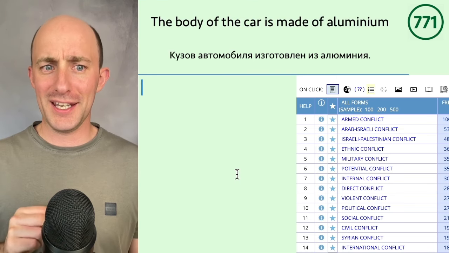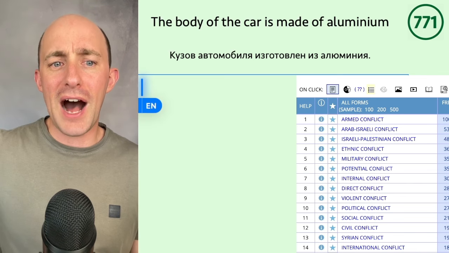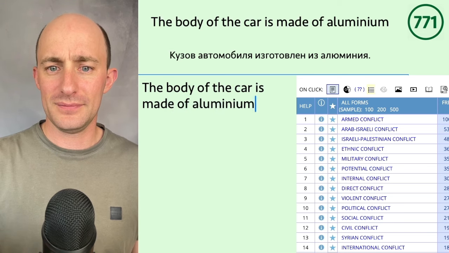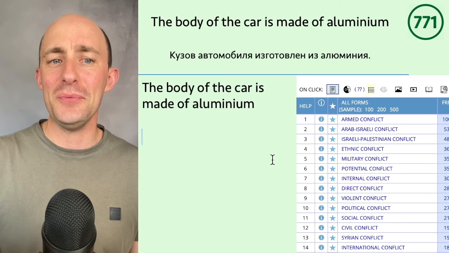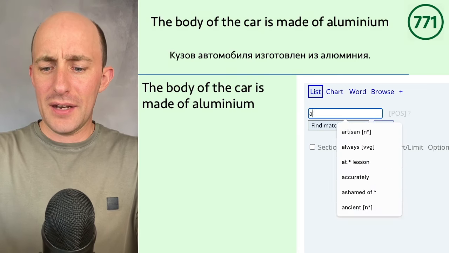But in American English, it's aluminum. The body of the car is made of aluminum. There we go. Aluminum. I think they even spell it differently in American English.